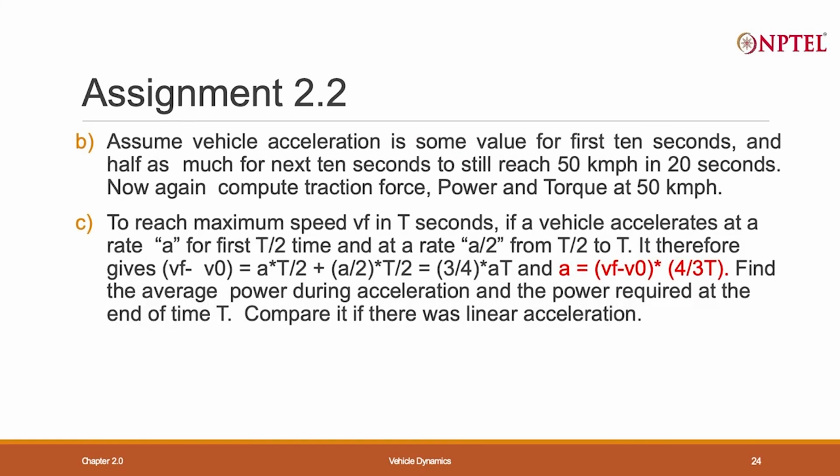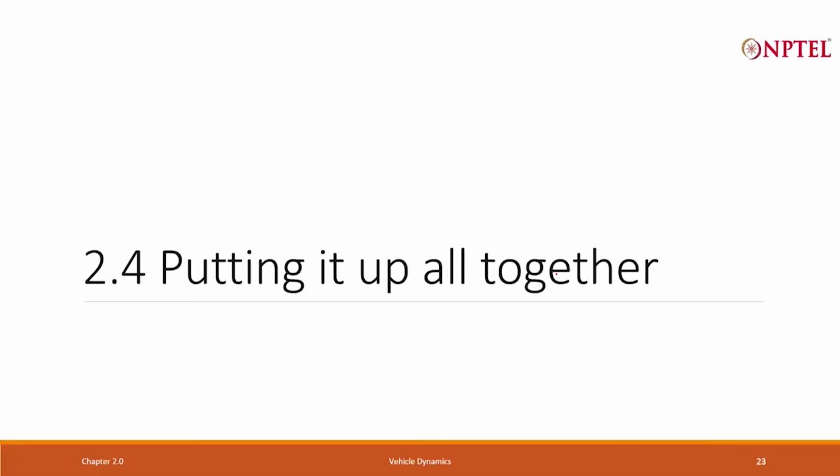Another problem, assume vehicle acceleration is some value in the first 10 seconds and half as much over the next 10 seconds to still reach 50 kilometer per hour in 20 seconds. Now, again compute the traction force, power and torque, and this problem number C is what you need to do before B, because this will give you the kind of expression that you will require to compute that. So, these are the 3 problems that I would like you to do.